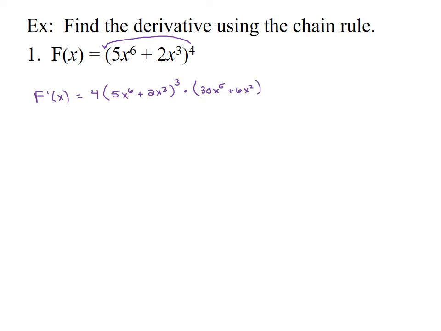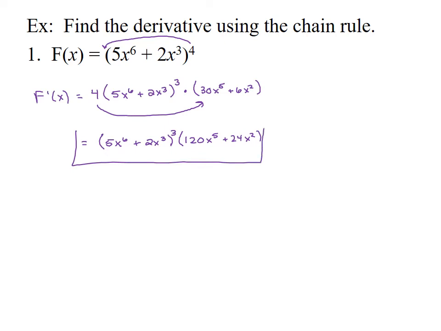And the only thing you have to do now is take this 4 and apply it to the two terms you got out. That way everything looks a little bit nicer. So you're left with 5x to the 6 plus 2x cubed, all raised to the third, times 120x to the 5th plus 24x squared. That is a lot nicer than having to expand all of that out by a bunch of terms. So that is essentially what the chain rule is. It's got a few other kinks we're going to go through in a second, but that's the basic idea of it.